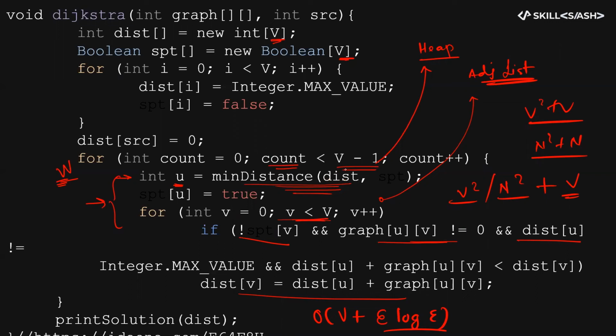So in this way, I can get lesser complexity if I implement it with the help of a heap and adjacency list. So let's see if we can change our code from adjacency matrix to that, and understand how we can reduce the complexity of this code. Clear?